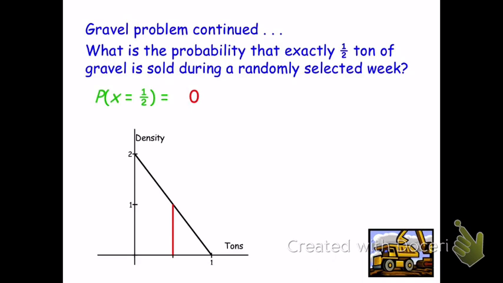So you'll never have an exactly in this. Continuous is always measured on a range or an interval. And so therefore we'll never have an exactly. So anytime a question says what's the probability that exactly 0.5, or the baby weighs exactly 7 pounds, it will always be 0.